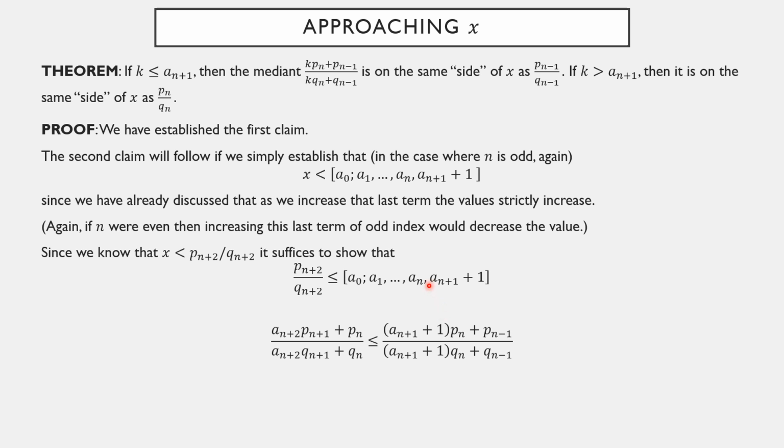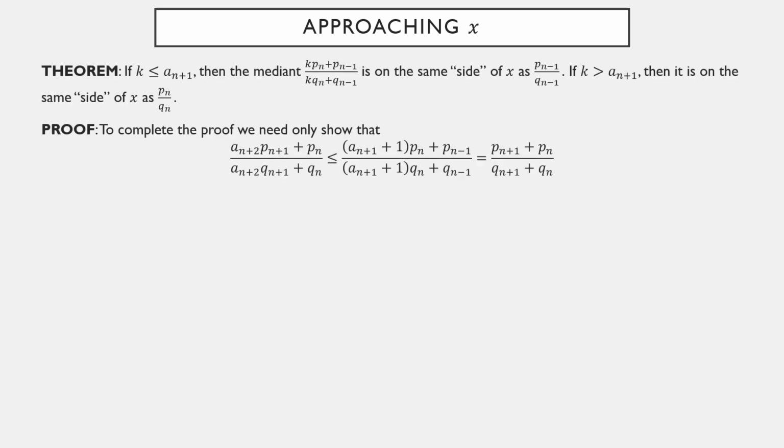And as already discussed, if we terminated the computation at this index, we'd have p_n over q_n. Then we add in one more partial quotient, we'll get (a_{n+1}+1)p_n + p_{n-1} over the same looking thing down in the denominator. So this is the inequality we want to establish to complete our proof.